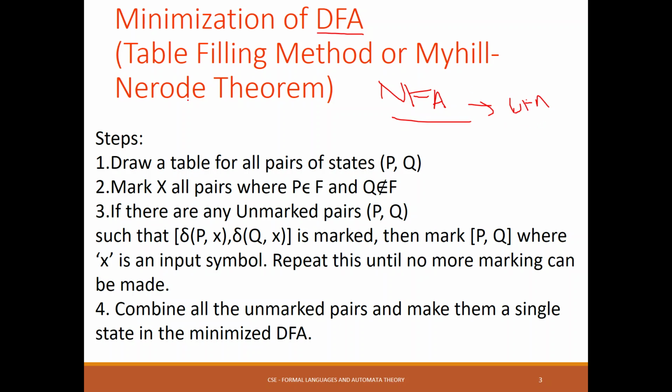These are the steps. First, we need to draw a table for all pairs of states, that is P comma Q. Second, mark X for all pairs where P belongs to F and Q doesn't belong to F. F means final state. I will explain while solving the sum. Then, if there are any unmarked pairs P comma Q such that transition of P comma X and transition of Q comma X is marked, then mark P comma Q, where X is an input symbol. Repeat this until no more marking can be done. Combine all the unmarked pairs and make them a single state in the minimized DFA. I will explain with an example.